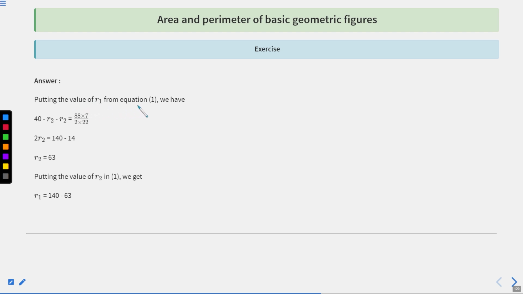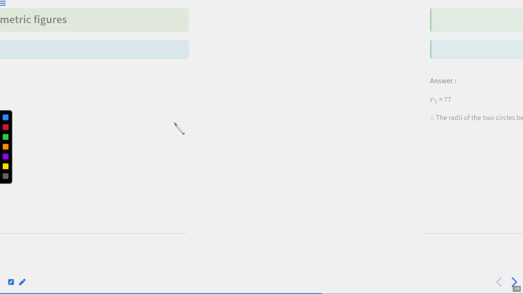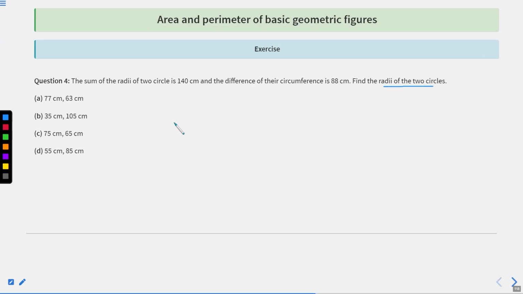Putting the value of r1 from equation 1, we have 140 minus r2 equal to 88 times 7 upon 2 times 22. So 2 times R2 equal to 140 minus 14. So R2 will be 63, and putting the value of R2 in equation 1 to obtain R1, it will be 140 minus 63. So R1 will be nothing but 77. Therefore, the radii of the two circles are 77 centimeter and 63 centimeter. So the correct option is option number A.